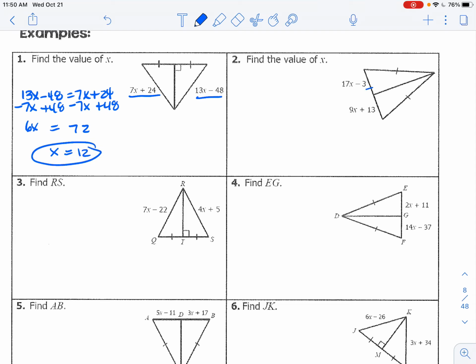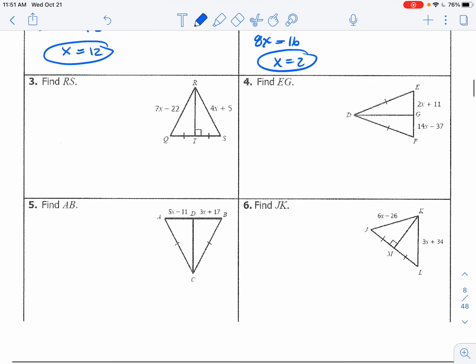In problem number 2, both of these segments are congruent to each other. So 17x minus 3 is equal to 9x plus 13. Because if these pieces are congruent, then these pieces are going to be congruent as well. All right, let's subtract 9x from both sides. That gives me 8x. And if I add 3 to both sides, that gives me 16. And divide both sides by 8, so x is equal to 2.